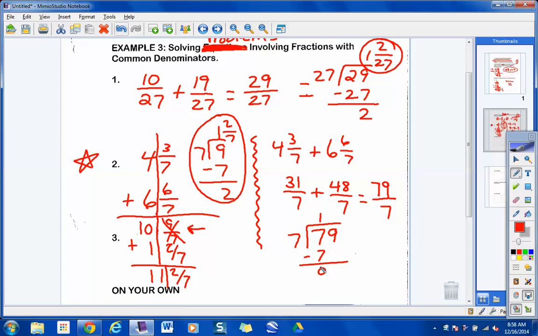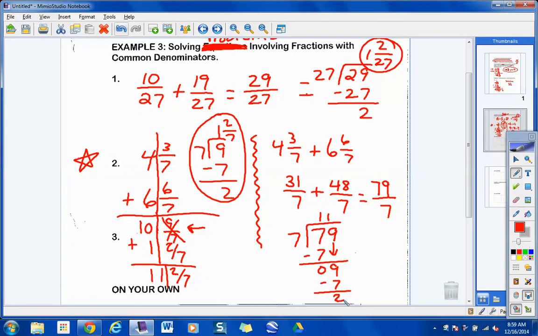Bring your 9 down. Now ask yourself, how many times will 7 go into the 9? 1 time. What's 1 times 7 again? 7. So when I subtract 9 and take away 7, what's your remainder? 2. I got 11 and what value again? Well, don't you have 11 and 2/7 there again? That's a 7 right down here. Aren't they the same values, guys?